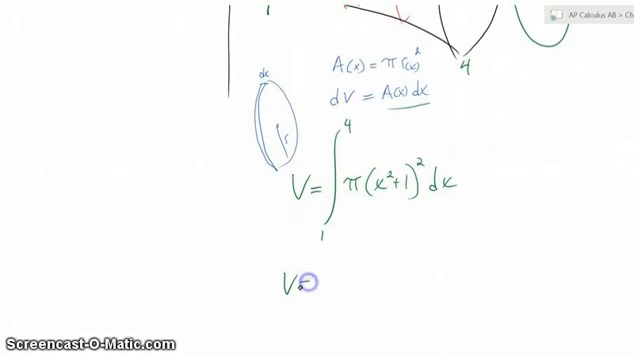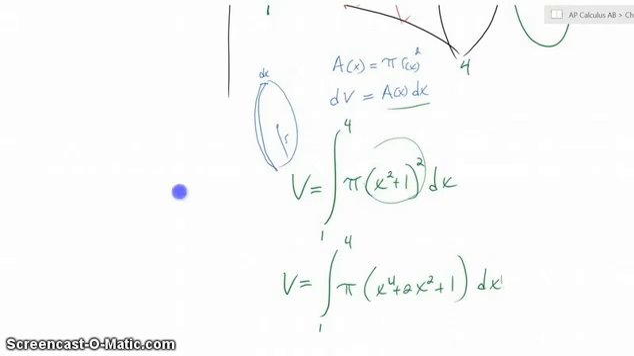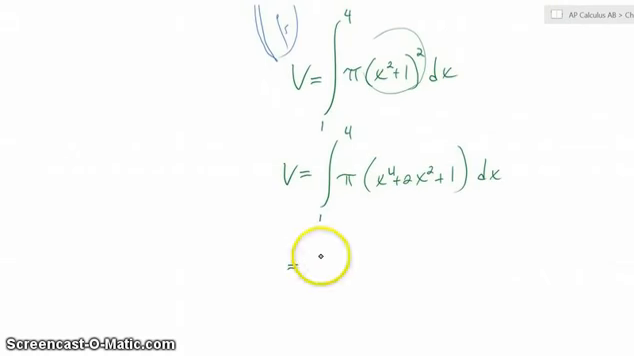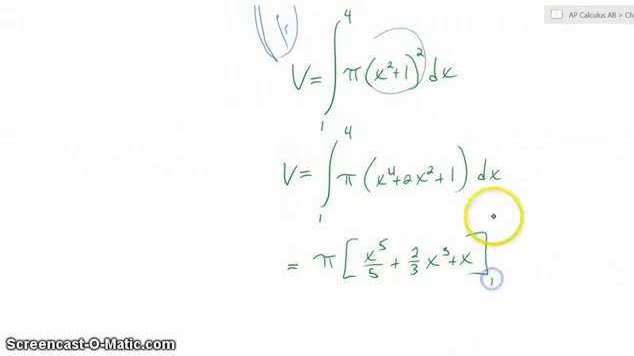So we'll have V equals the integral from 1 to 4 of pi. We're going to need to expand this, so we're going to have x to the 4th plus 2x squared plus 1 dx. And then we can integrate that. We get pi times x to the 5th over 5 plus 2/3 x to the 3rd plus x from 1 to 4. And then we could evaluate that.